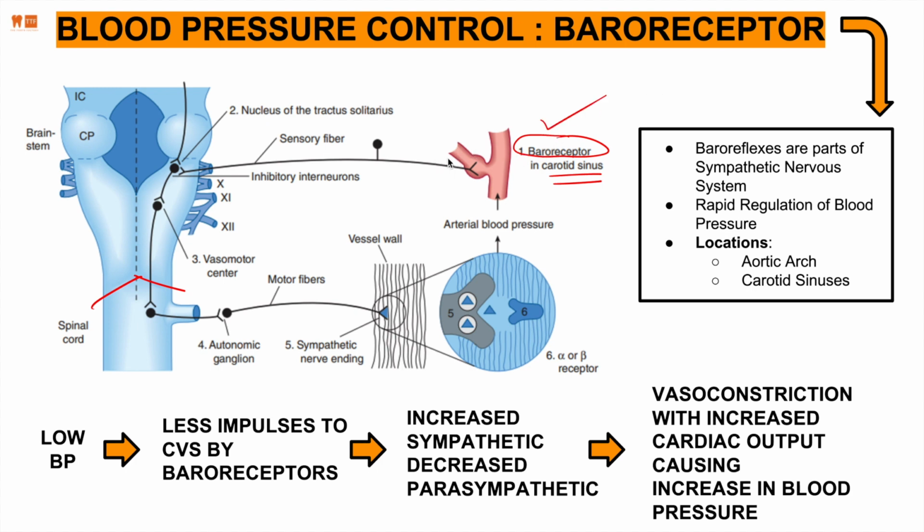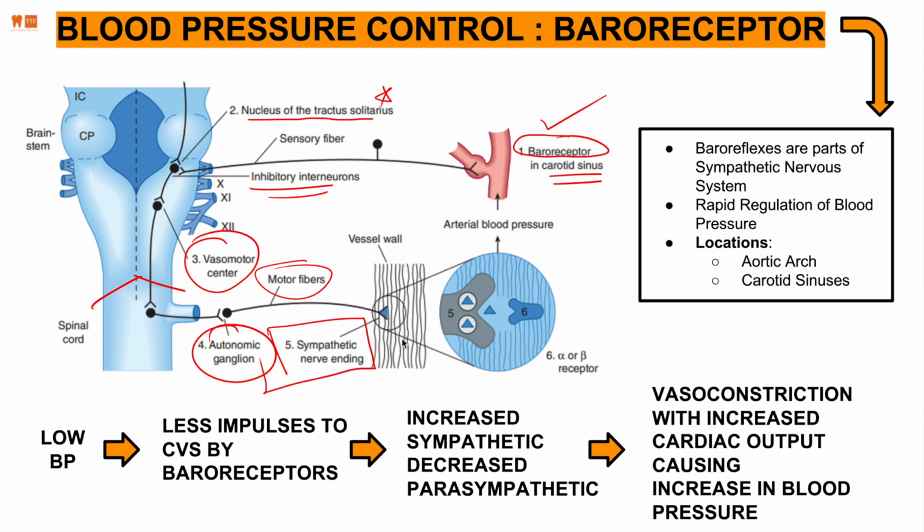Baroreceptors get activated. After that, a sensory fiber sends an inhibitory interneuron to the nucleus tractus solitarius located in the brain stem. That then tells a vasomotor center to activate an impulse that goes to the autonomic ganglia through the spinal cord, after which motor fibers get activated. Motor fibers then go and affect blood vessel walls to increase sympathetic tone. And by sympathetic tone at blood vessels, what do we mean? We mean alpha and beta receptors, specifically alpha 1 and beta 1. When they're activated, we have an increase in blood pressure.